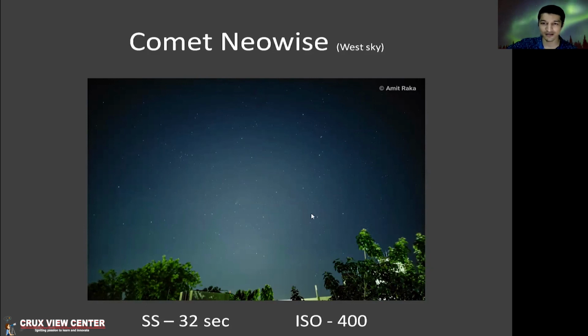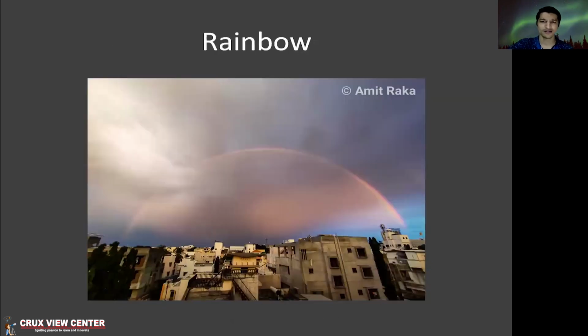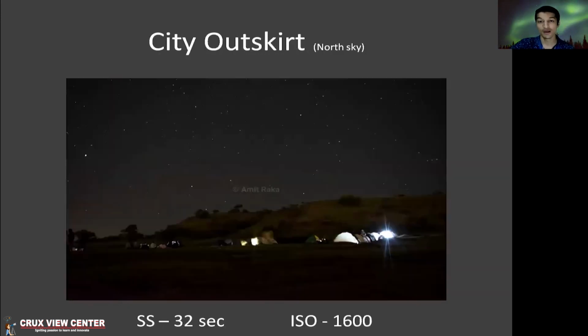You can even see that here again we have a Big Dipper over here in the northwestern sky. It is almost at the verge of setting. Clouds with stars, rainbow. Again, it is not astrophotography, but yeah, definitely it's beautiful. It's related to sky, so I have put it down.